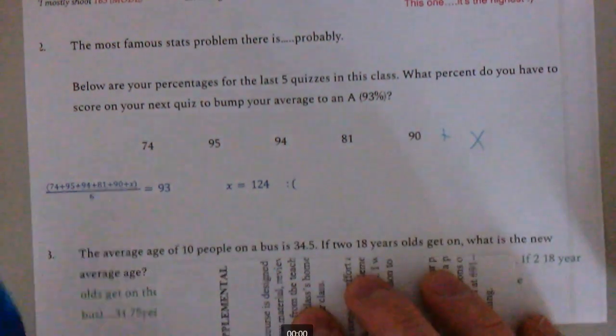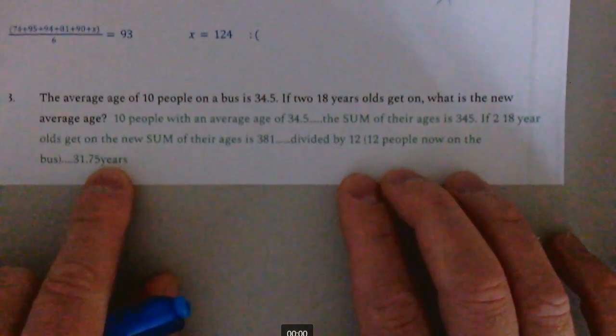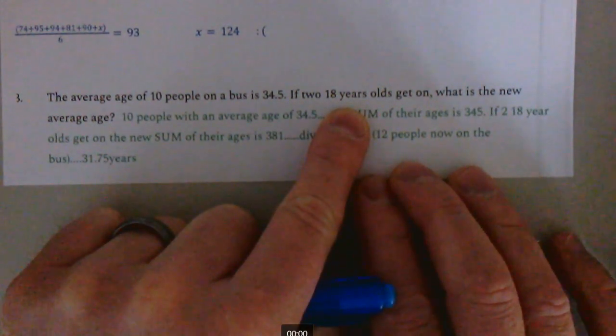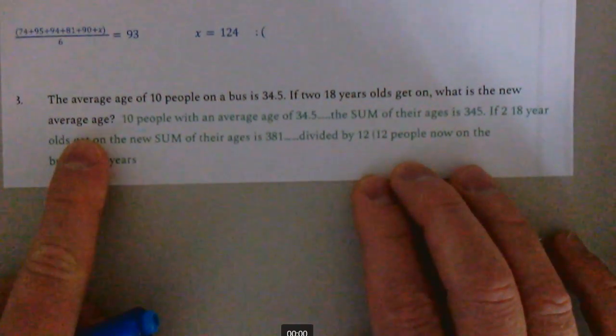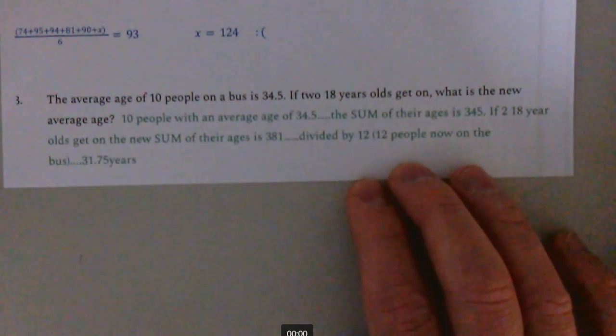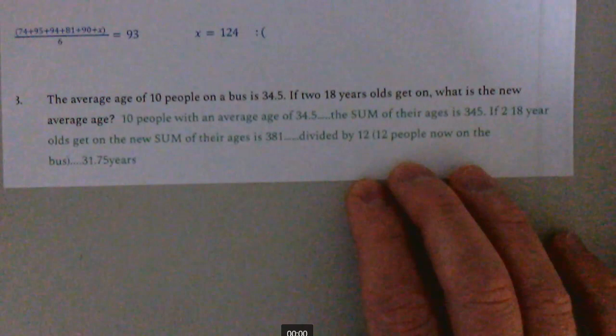Oh well. Okay. Next one, we're running out of time here, we're almost there. It says the average age of 10 people on the bus is 34.5. If 2 18-year-olds get on, what is the new average? Okay, well, in general, to find the average, I have to add all of their ages together. But what makes this tough is I don't have all of their ages.